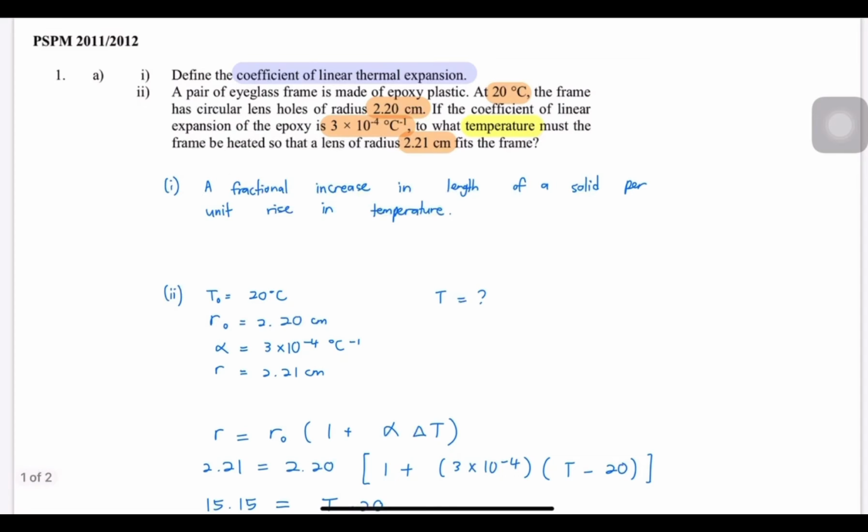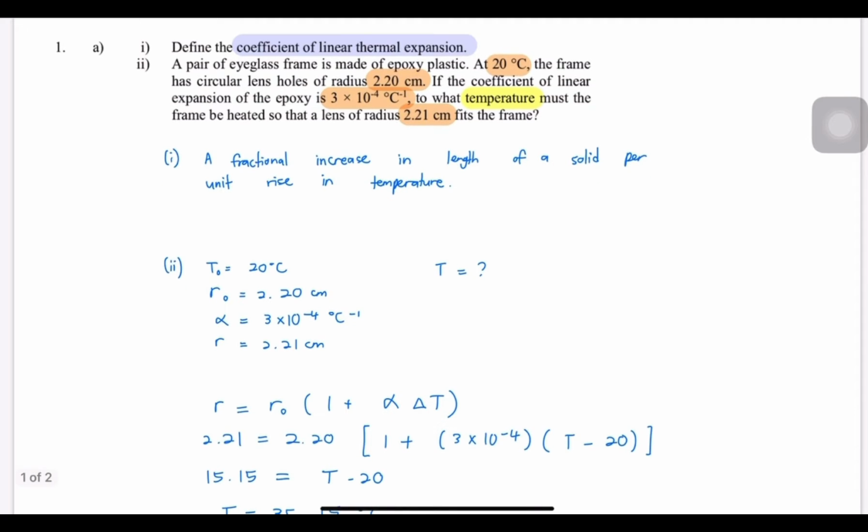Hello, so today we are going to look into the past year question number 1. A1, define the coefficient of linear thermal expansion. What is the coefficient of linear thermal expansion? It is the fractional increase in length of a solid per unit rise in temperature.